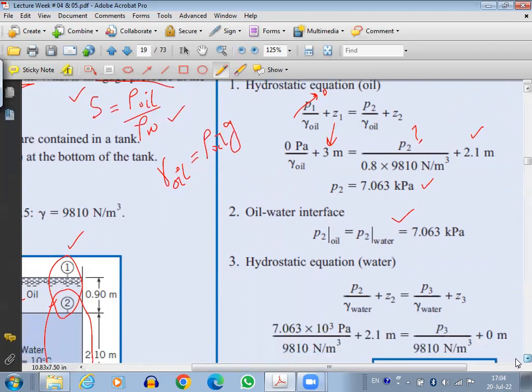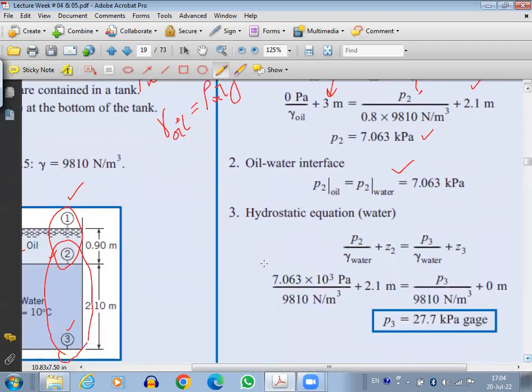And then I will make the hydrostatic equation between 0.2 and 0.3. So P2 upon gamma of water plus Z2 equals P3 upon gamma of water plus Z3. Now I know P2, I know gamma of water, I know Z2, I know Z3. I can find P3.